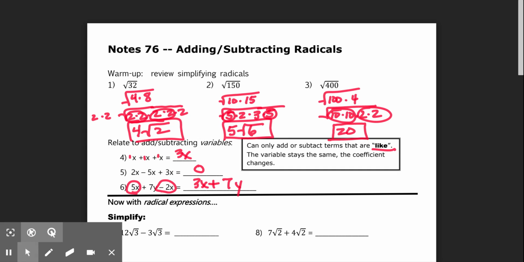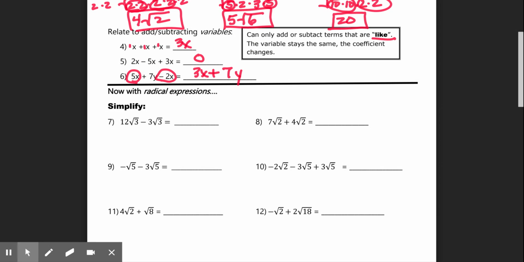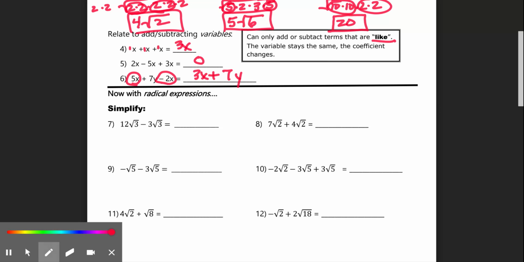All right, so now with radical expressions, you're going to treat it as if the number under the radical was a common variable, just like what we did on 4, 5, and 6. So when you have 12 square roots of 3 minus 3 square roots of 3, we can think of that as 12x minus 3x. So that gives you 9x, or 9 square roots of 3.